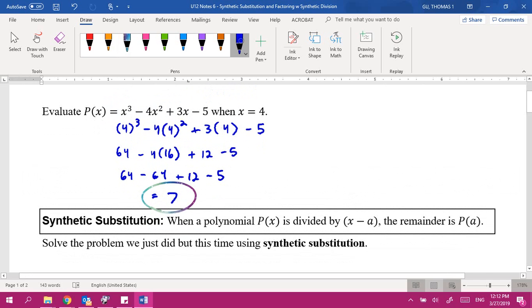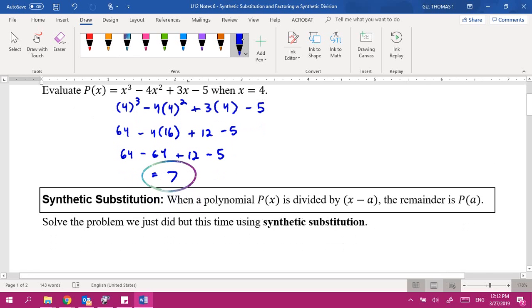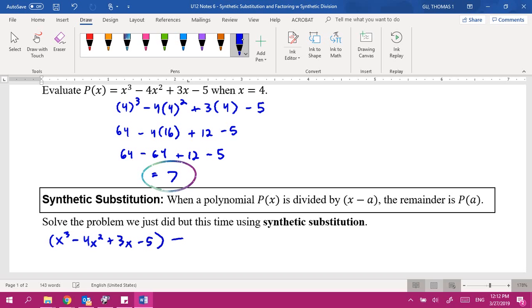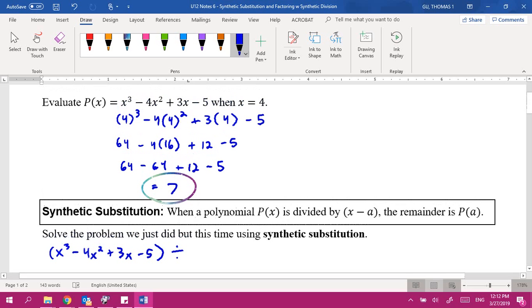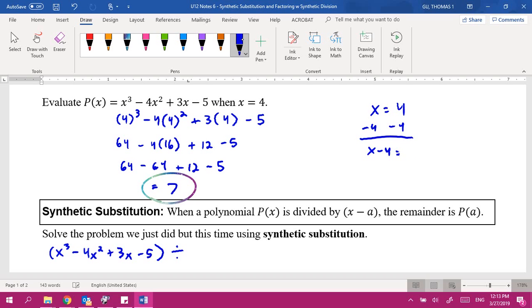So if I take the polynomial, our original polynomial was x cubed minus 4x squared plus 3x minus 5, and I divide that by, now look over here. Originally we had x equals 4, right? I want that in the form of x minus a, so what I'm going to do is set this equal to 0. So I subtract 4 from both sides and I get x minus 4 equals 0, right? So I'm dividing by what? X minus 4.